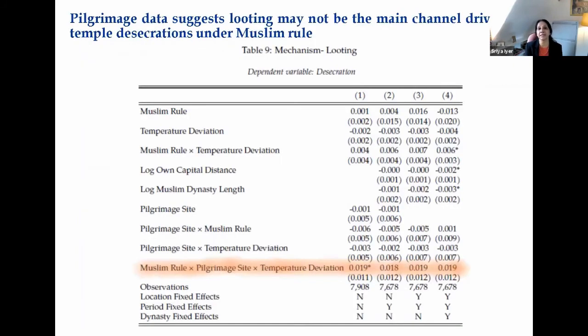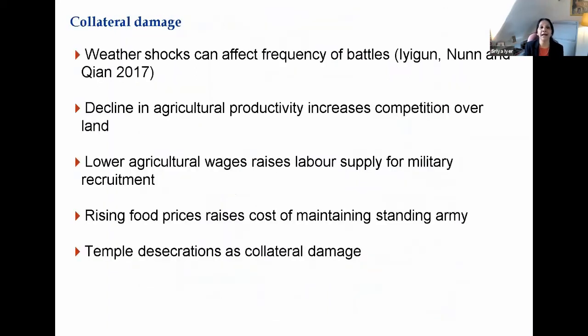And so what we're suggesting is that looting may not actually be the main channel that's driving temple desecrations under Muslim rule. Something I should also mention here, and again, maybe we can keep this for the discussion, is that this pilgrimage tax was imposed by the Mughals, but it was actually retained by the British because it was so lucrative right up until 1840. So we do feel that this should be part of the story, and might not necessarily be a looting explanation, which tends to drive the political narrative on this question.